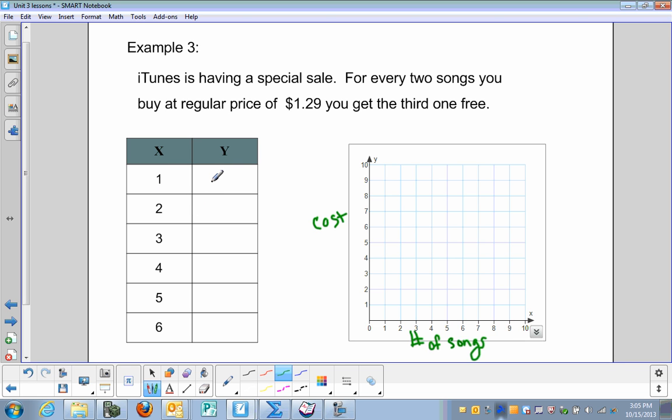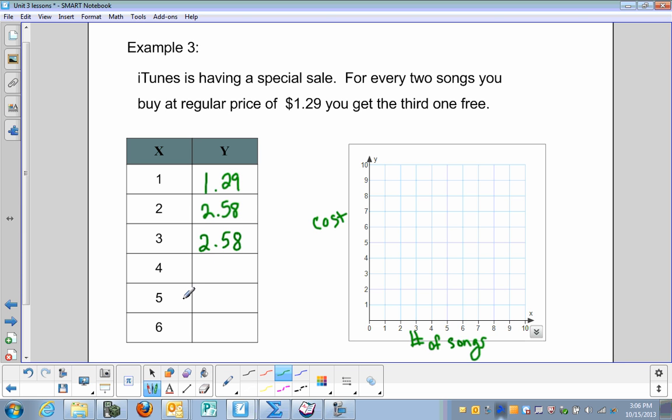So if I purchase one, it's $1.29. If I purchase two, it's $2.58. Now that they're having a special sale, every 2 songs I get one free. I get the third one free. So when I purchase the third one, I get it free, so I'm still only paying $2.58.